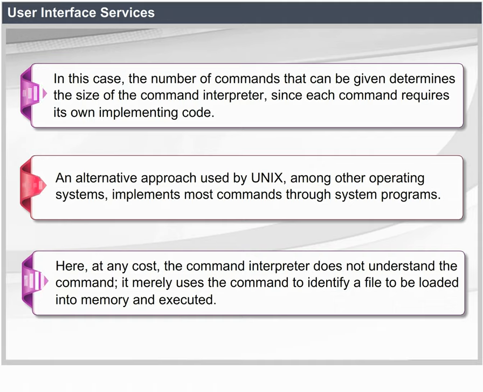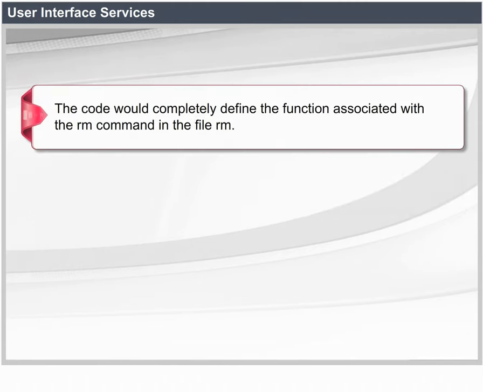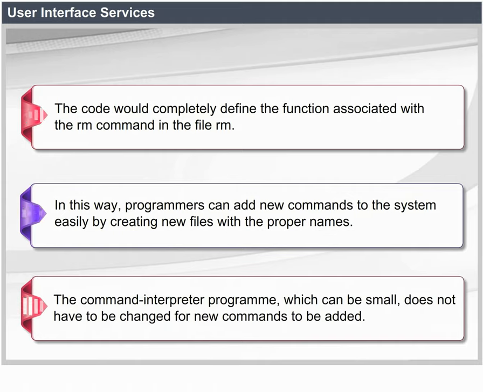Thus, the Unix command to delete a file, rm file.txt, would search for a file called rm, load the file into memory, and execute it with the parameter file.txt. The function associated with the rm command would be defined completely by the code in the file rm. In this way, programmers can add new commands to the system easily by creating new files with the proper names. The command interpreter program, which can be small, does not have to be changed for new commands to be added.